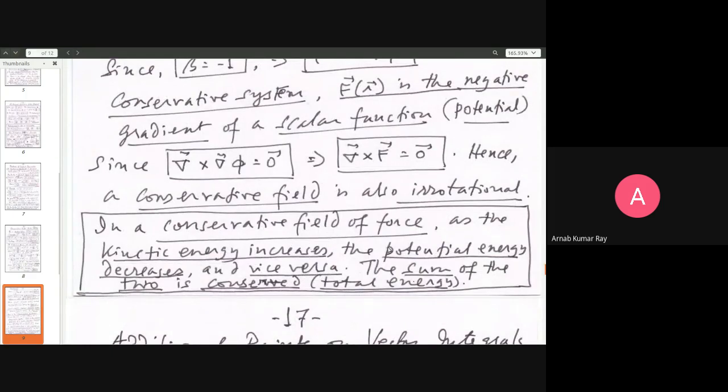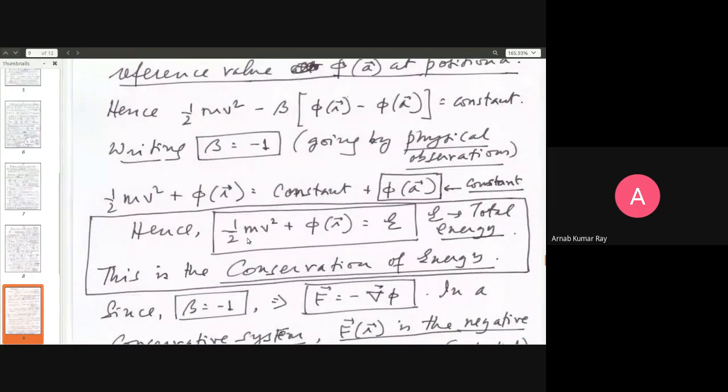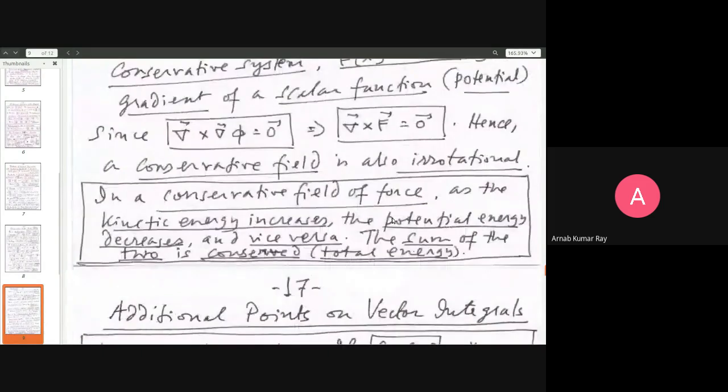And why are we calling a conservative field of force? Because when the kinetic energy increases, the potential energy decreases, and vice versa. So that is what you have over here. Kinetic energy will increase, the potential energy will decrease, and the sum will be a constant. So one has to go up, the other has to go down. The sum of the two quantities is a conserved quantity, which is the total energy.